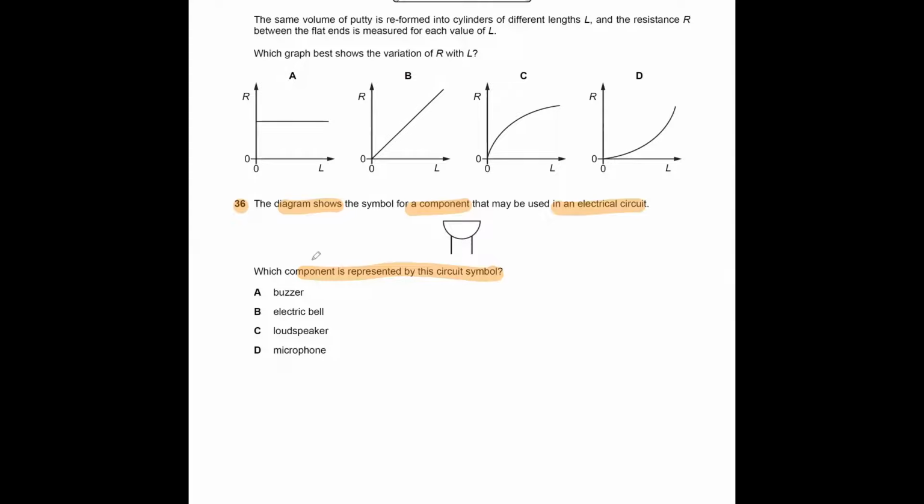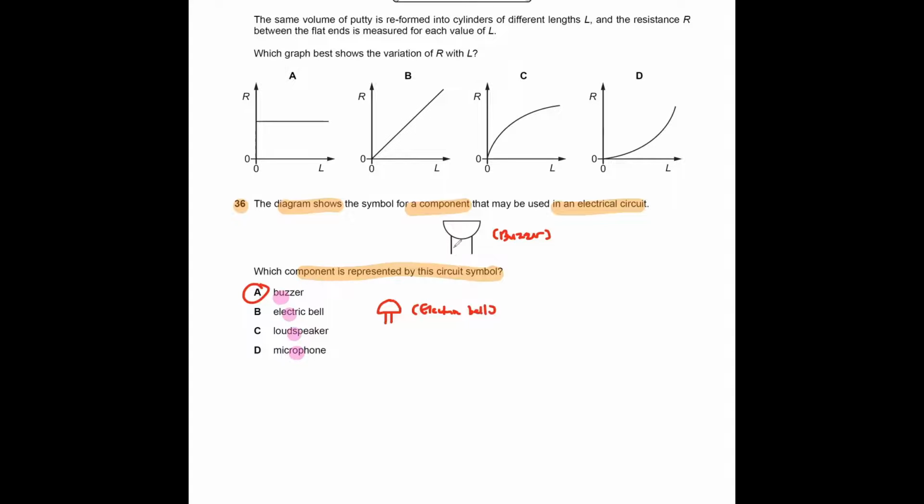So you have 4 different answers: buzzer, electric bell, loudspeaker, and microphone. This one, you would need to remember the circuit symbols. Okay, the answer here is actually buzzer. Buzzer would be this one. This is the symbol for buzzer. But when it comes to an electric bell, it is actually the other way around. It looks like this. This one is an electric bell.